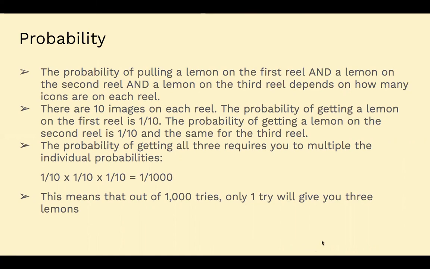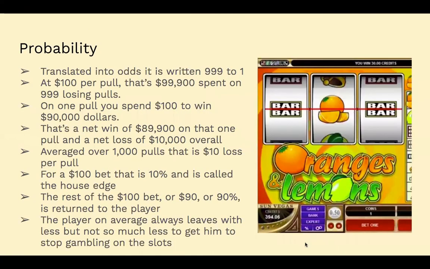This means that out of 1,000 tries, only 1 try will get you 3 lemons. Translated into odds, it is written 999 to 1. When we worked out this problem, we learned that on average, a player loses 10% of what he bets, and the house only returns 90% of what a player bets on any given pull of a slot. Multiply that by millions of slot machine players, and you can see why casinos make money and gamblers lose it.